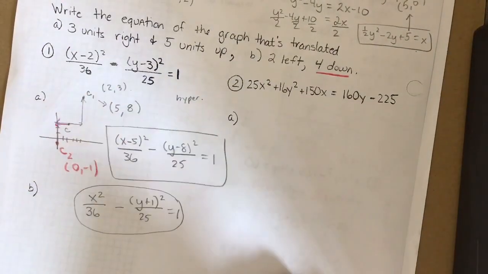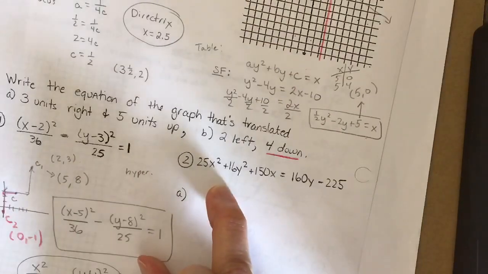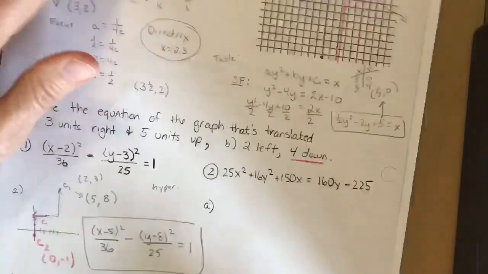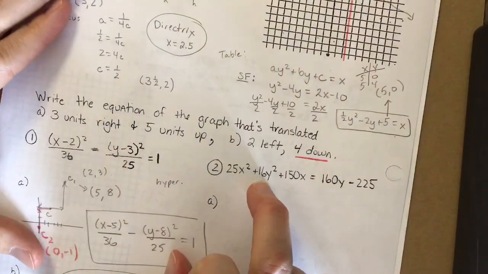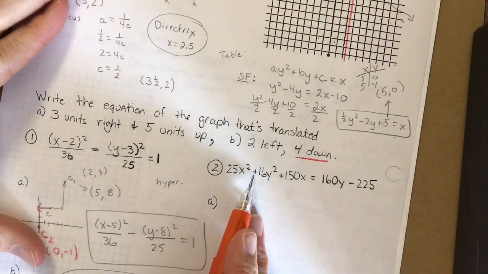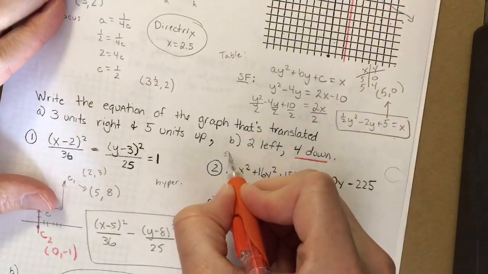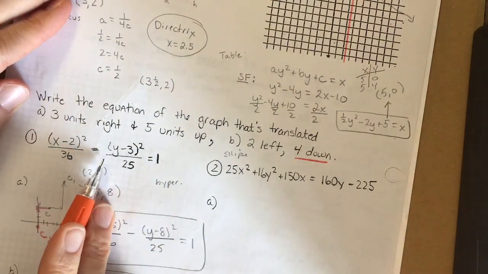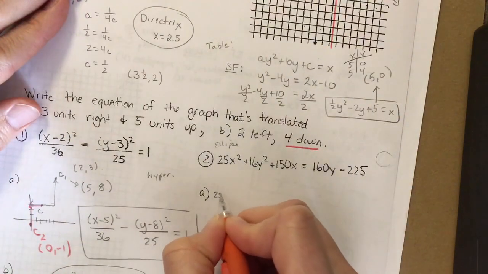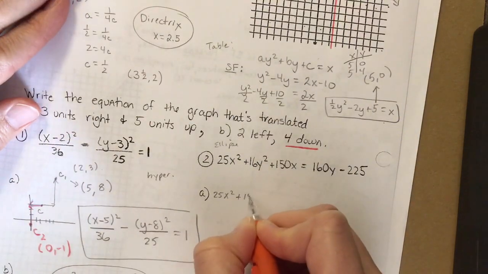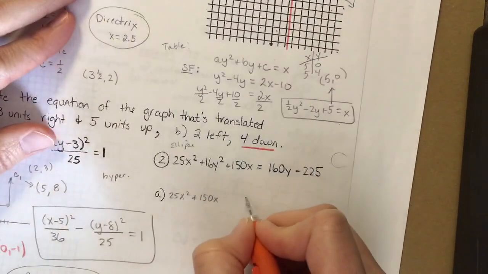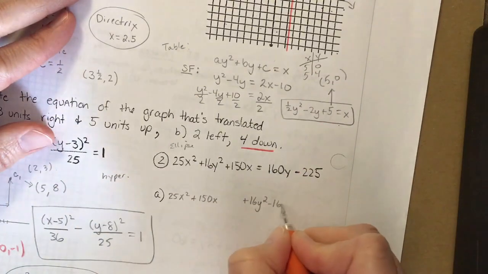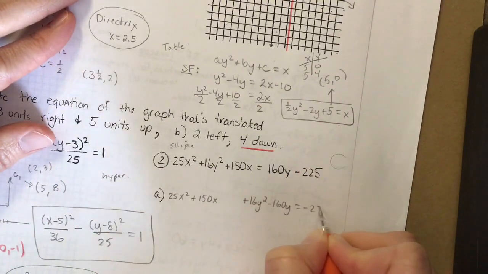Final problem. We're just going to do part A. Translated 3 to the right, 5 up. What is this? X squared, y squared, plus, though. So this is going to be an ellipse. All right, fine. I got to get into standard form. Like this was already ready to go. Here, I've got to put my 25x squared plus 150x, then leave some room. We're going to complete the square. And then I got 16y squared. Get your y's on the other side: minus 160y equals negative 225.